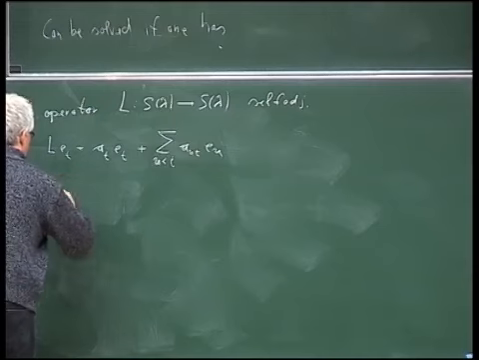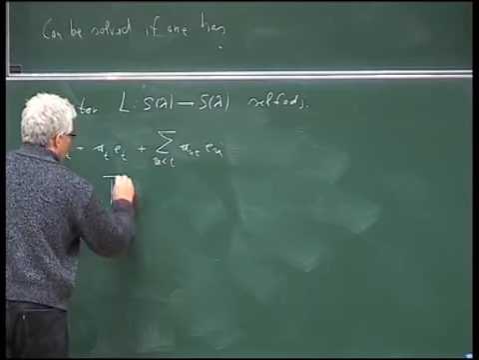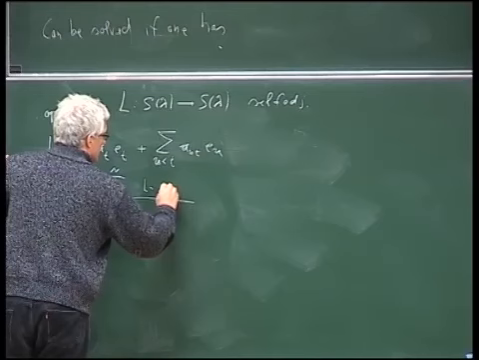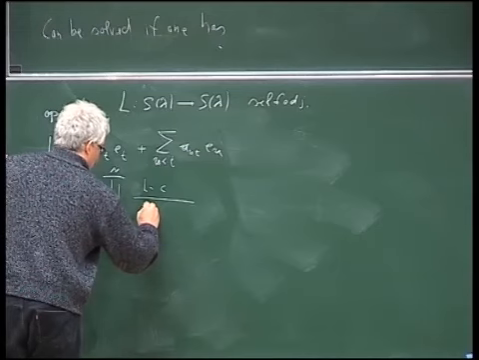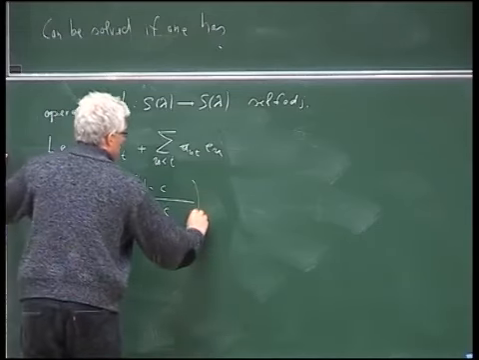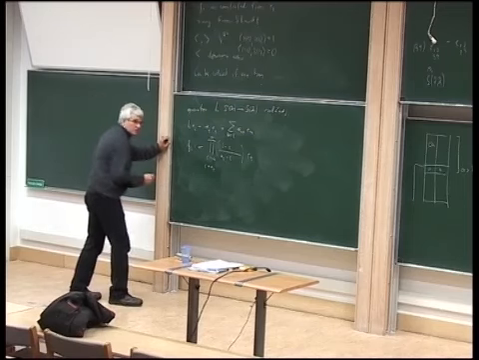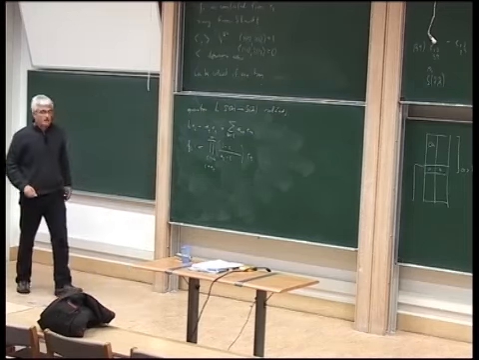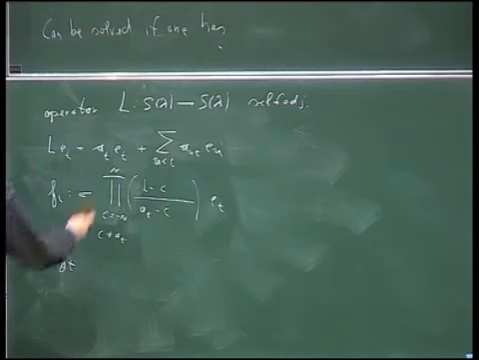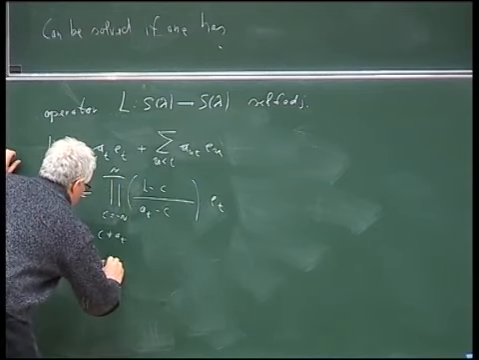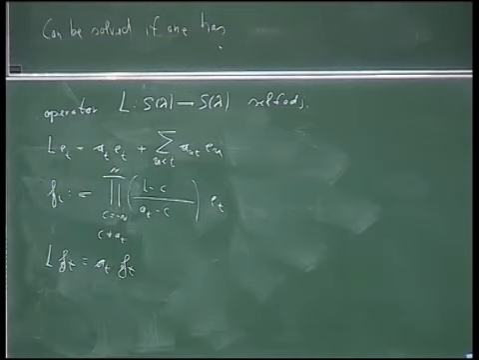So I just set f_T equal to the product over c from minus n to n, c different from a_T, of L minus c over a_T minus c, all this applied to e_T. If you do this, you check just formally that f_T is going to be an eigenvector for L of eigenvalue a_T. I need another condition.